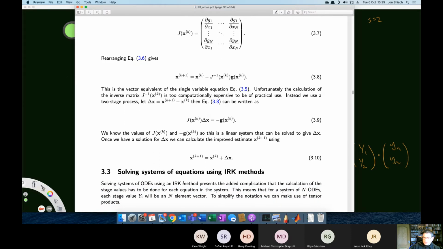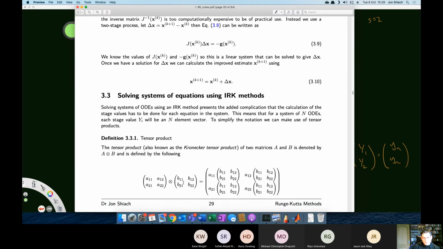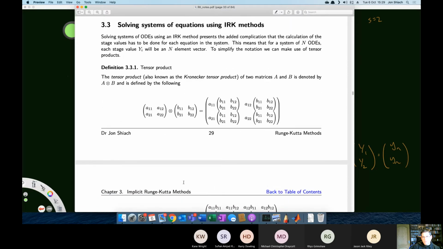So we're going to use that with implicit Runge-Kutta methods. One thing I've also got to introduce you to is the idea of the Kronecker tensor product, often known as just the tensor product. This is a way of writing matrices within matrices. So it's a shorthand. The tensor product is denoted by what we call an O-times, just a times symbol within a circle.